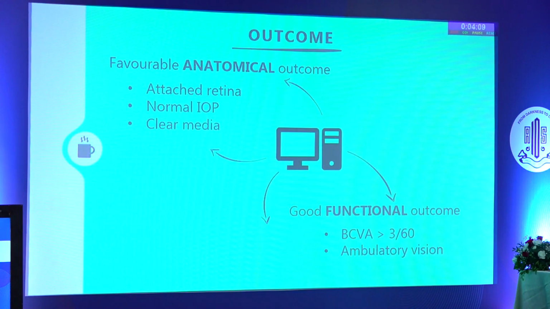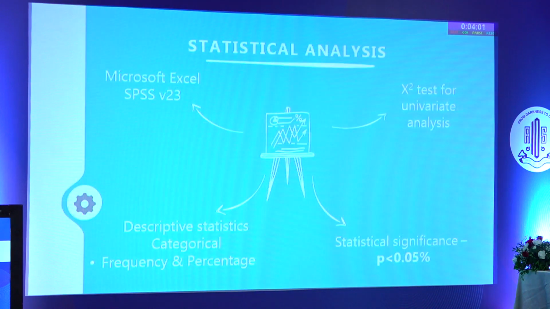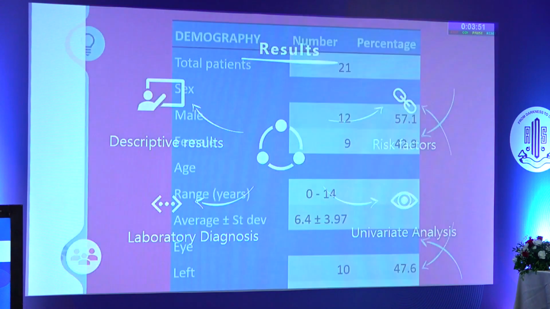We defined favorable anatomical outcome as attached retina, normal IOP, and clear media. Good functional outcome was defined as BCVA more than 3/60 and ambulatory vision. Statistical analysis was done, chi-square test for univariate analysis. Descriptive statistics were also defined, and significance was kept at p less than 0.05.